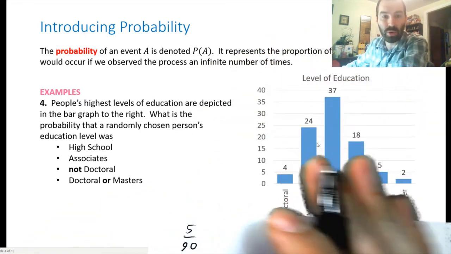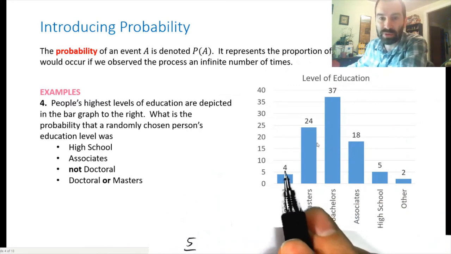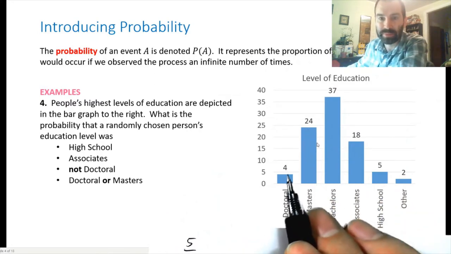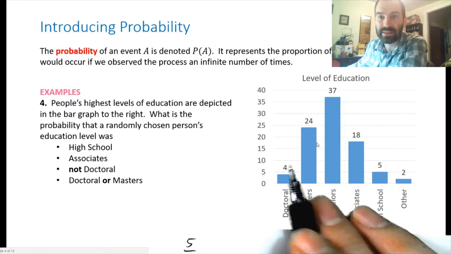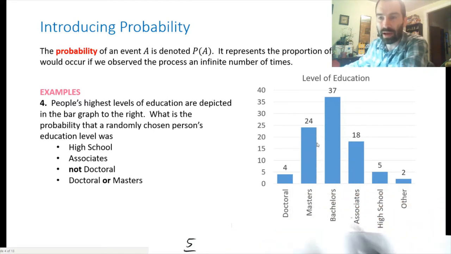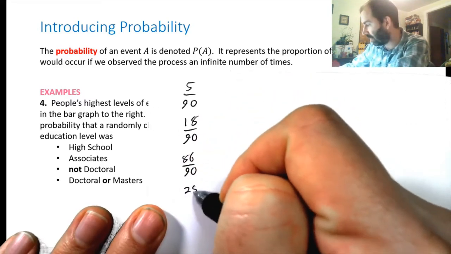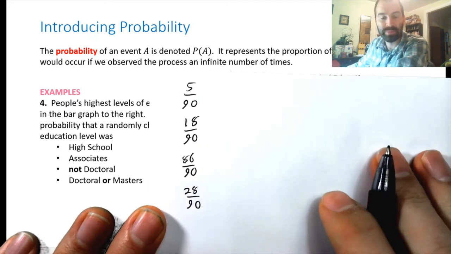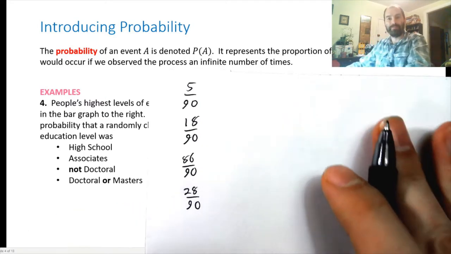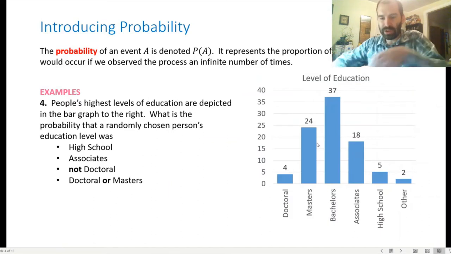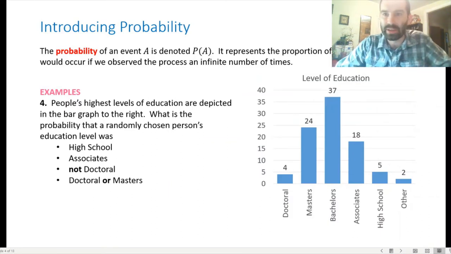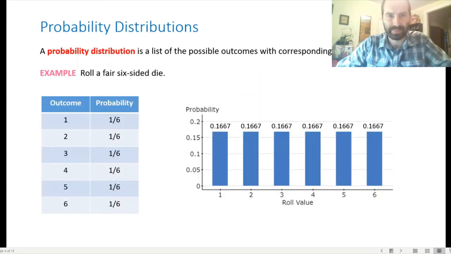And what about doctoral or master's? Well, what's the probability of being one of these people? Well, that's 28 total out of 90. So that would be 28 out of 90. Okay? So just some basic probabilities just by reading charts and thinking about the basics of things.